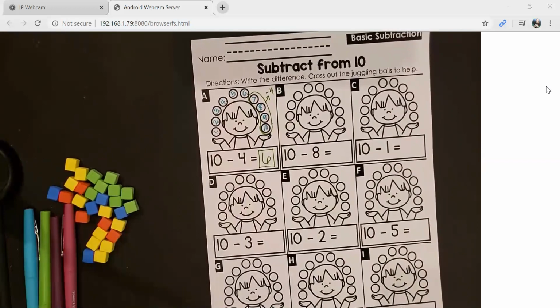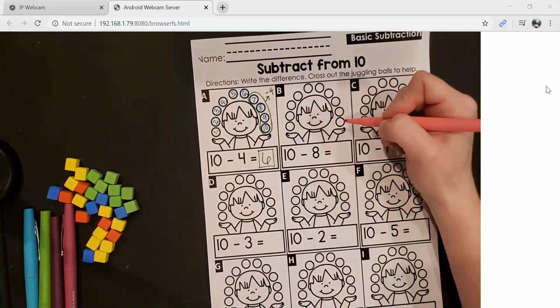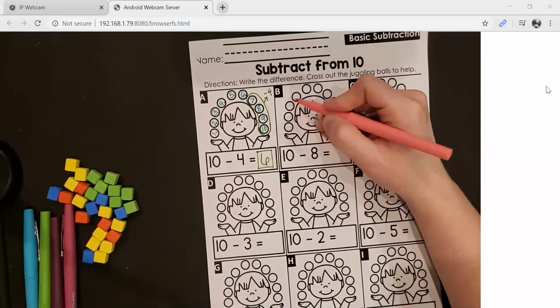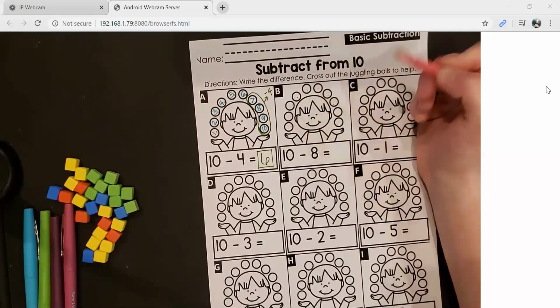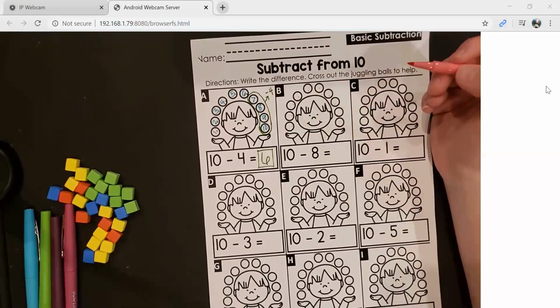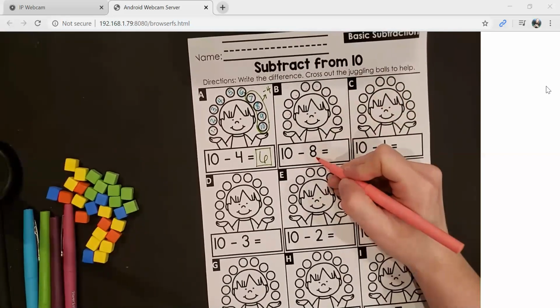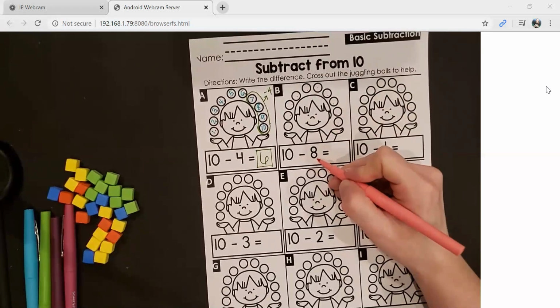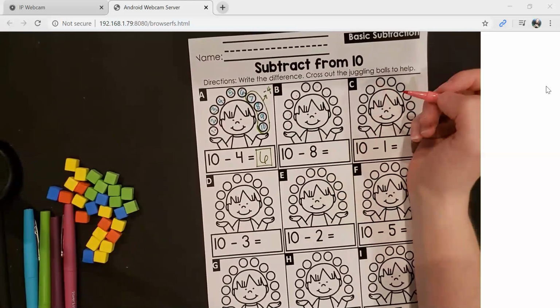All right, we still have 10 balls that he's juggling. 1, 2, 3, 4, 5, 6, 7, 8, 9, 10. I'm using the counting strategy of drawing little dots on them. So we have 10 balls, and we need to take away, how many do we need to take away, boys and girls? 8. Awesome. So another strategy is to cross out.